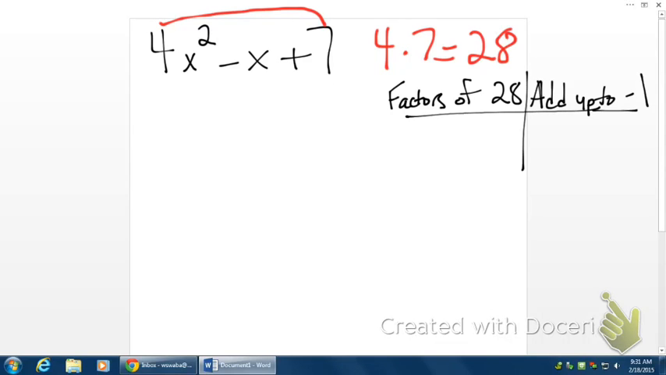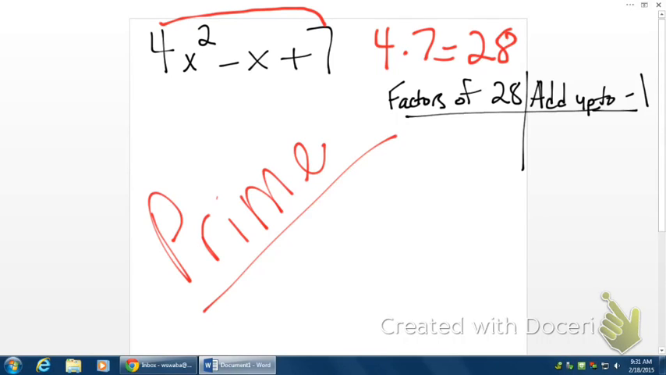Now here's the tricky part. You could spend maybe 10, 15 minutes trying to figure out factors of 28 that add up to a -1. Here's the thing. There are none. That's the tricky part. In this case, you could go and try to find factors of 28 that add up to a -1. You're not going to find any factors. So all you're going to do is write down prime.